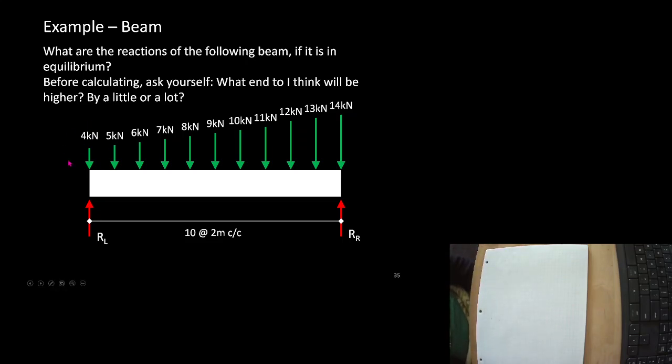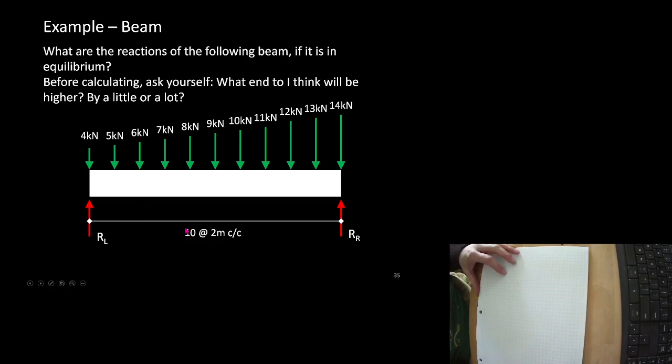Okay, we've got small loads down here and high loads up here. What end do you think is going to have a bigger reaction? Do you think our L is going to have a higher reaction, or our R is going to have a higher reaction? Well, I think intuitively you understand that there will be more load here at RR. So let's go through and do this example.